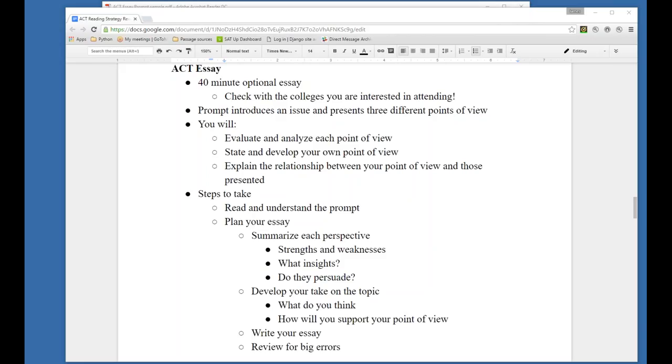Then in your conclusion, you're basically going to restate each of the perspectives and your take on them and wrap it up in a neat little package.